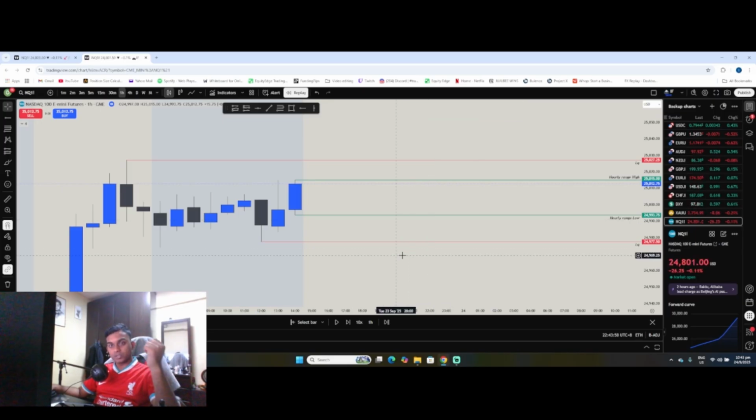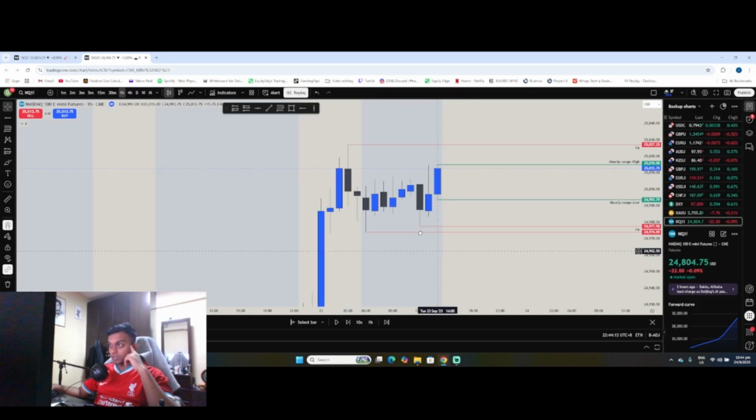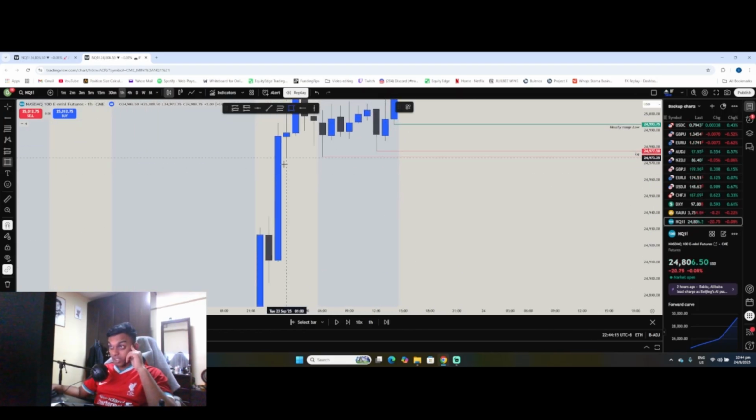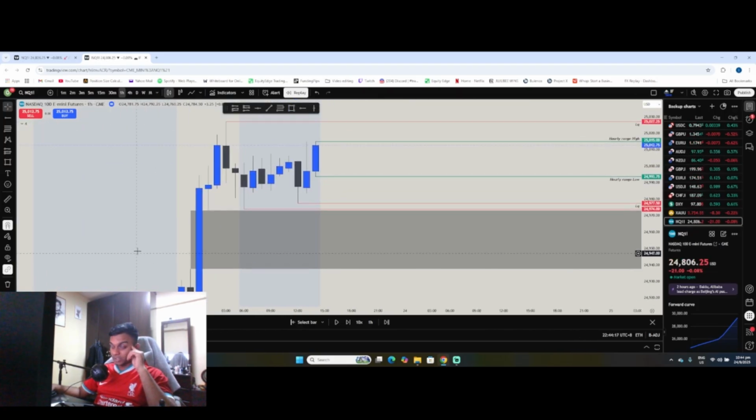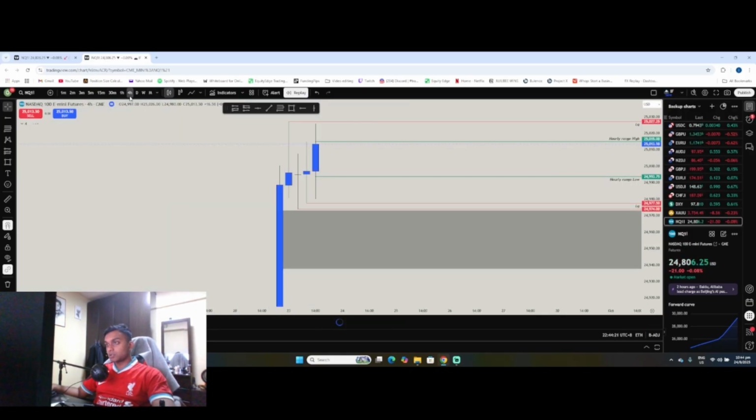If you don't know what a swing high or swing low is, basically the swing high is the middle candle which is higher than the left and the right. Swing low is the middle candle which is lower than the left and the right. So this is a swing low which can be used as a point of liquidity. This can be used as a point of liquidity. This fair value gap can be used as liquidity, and so on and so forth. You get the idea.